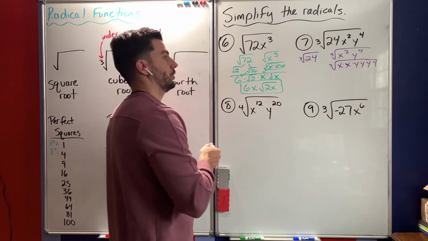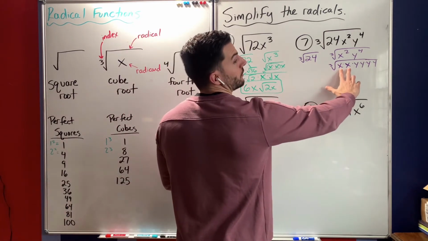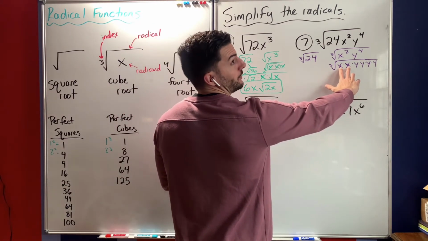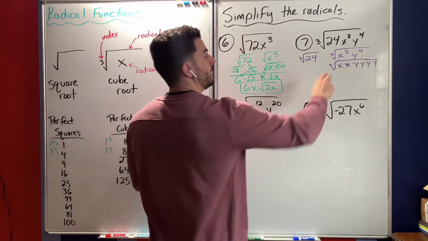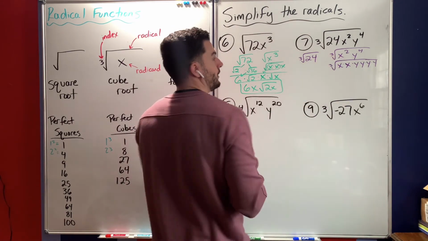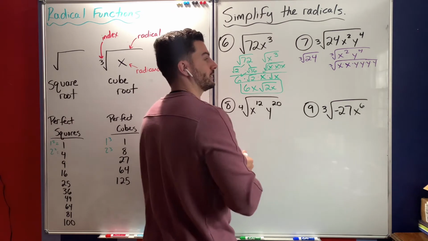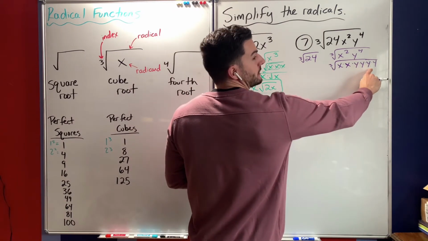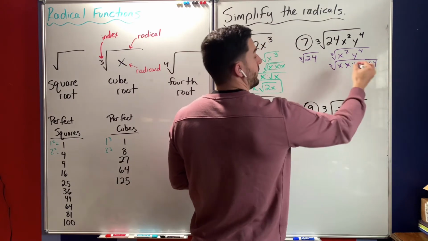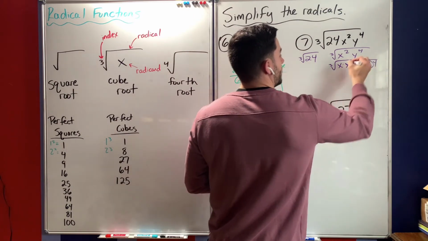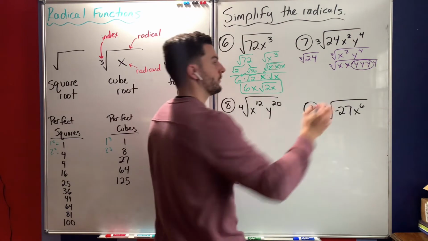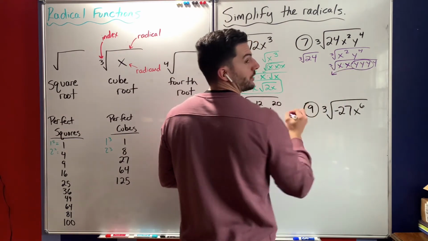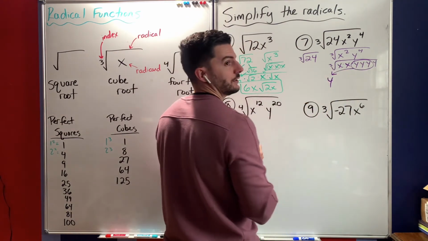So with my x's, I don't have a group of 3, unfortunately. I only have a group of 2. So I'm not going to be able to simplify this x squared part. That x squared is going to stay in the radical as my final answer. But with my y's, I have 4 y's, which means I have a group of 3 y's right there. So that group of 3 is able to come out of the radical as a y.